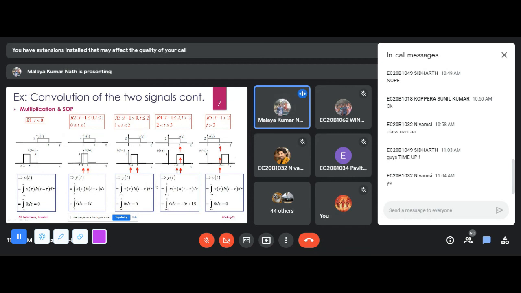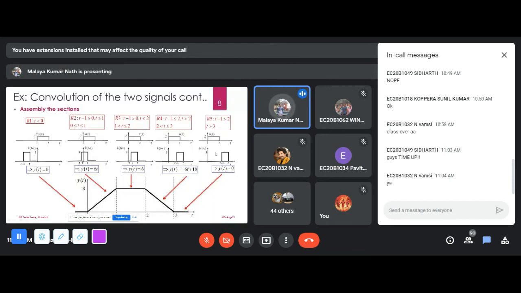So this is a non-linear representation. Now if it crosses 2, there will be no overlapping, so it is equal to 0. Then after that, what we have to do? We have to assemble all the sections. So that means at this region we are getting 0.